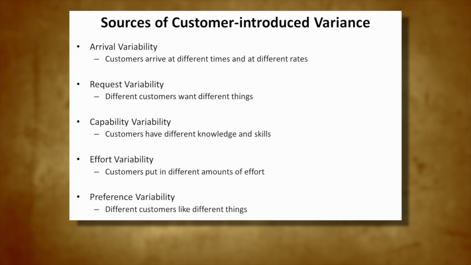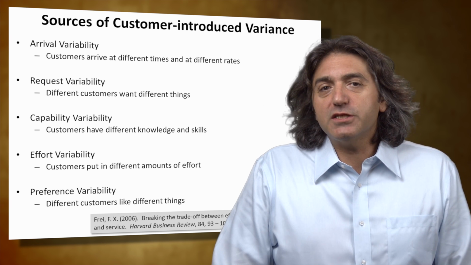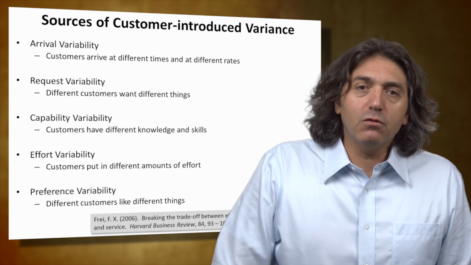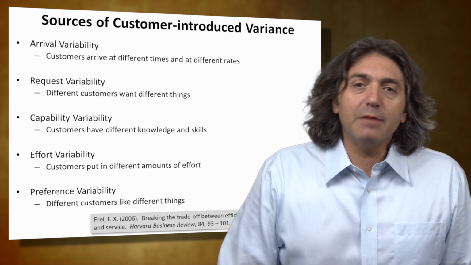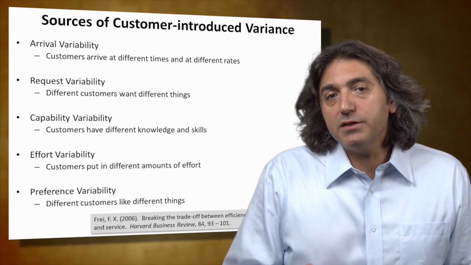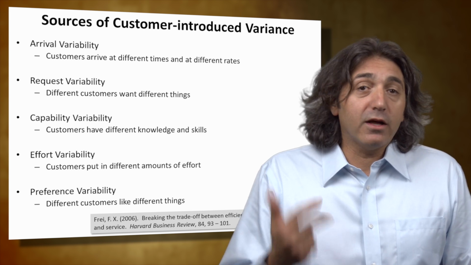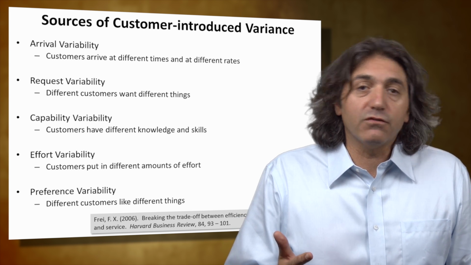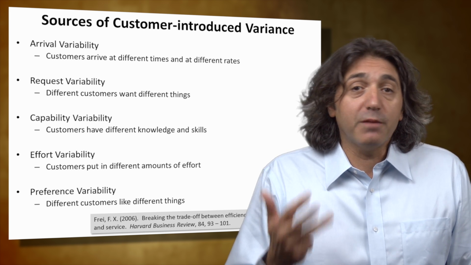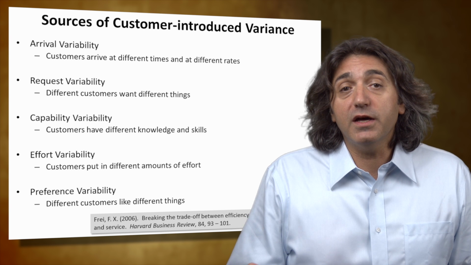And this brings us to a much more recent paper by Francis Fry, which unpacks exactly this problem of customer contact, by which we mean customer variability. Fry suggests that all variability is not created equal. She lays out 5 specific types of customer variability. Customers may arrive at different times and at different rates. Customers may request or want different things. Customers may come with different amounts of knowledge or different degrees of skill. Customers may put in different amounts of effort. And customers may prefer or like different things.